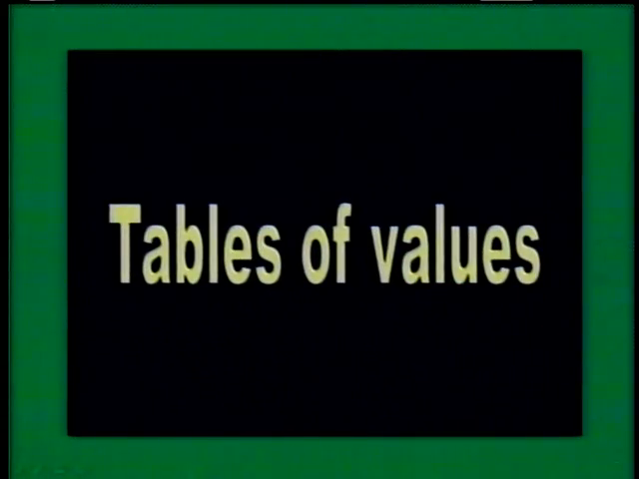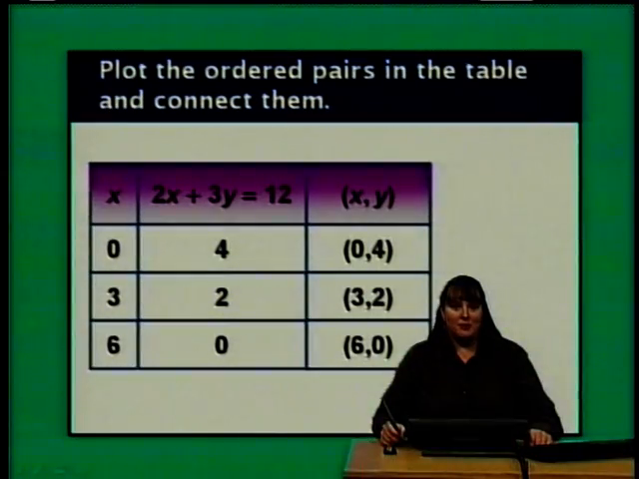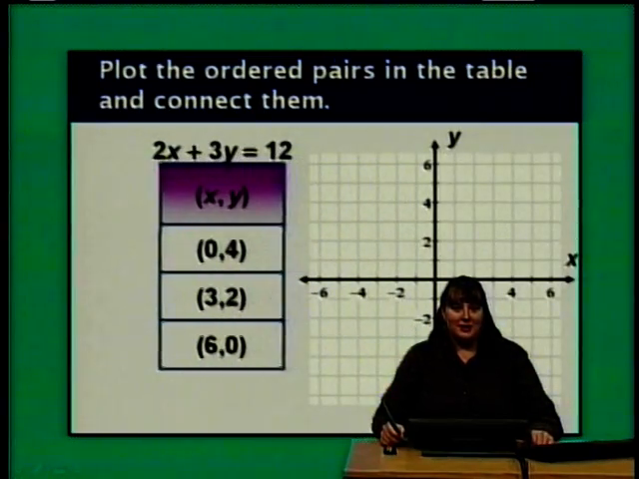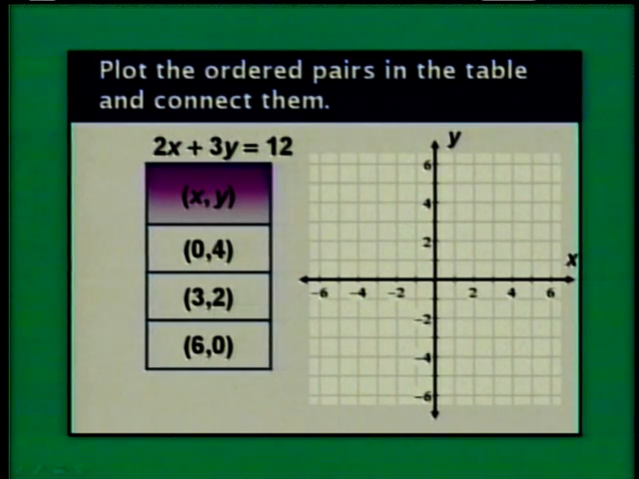So let's start by looking at some tables of values. In the first example, we're asked to plot the ordered pairs in the table and connect them. So it looks like I have 3 ordered pairs in this table. If I'm going to plot them, I need some graph paper. So here's some graph paper conveniently labeled and scaled for me.